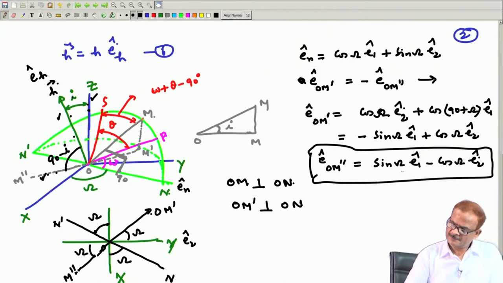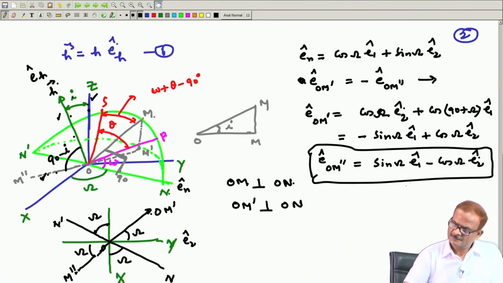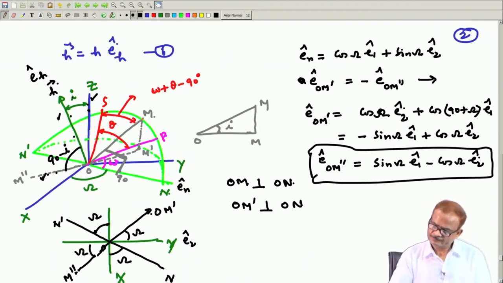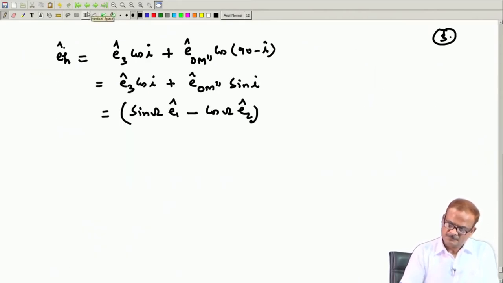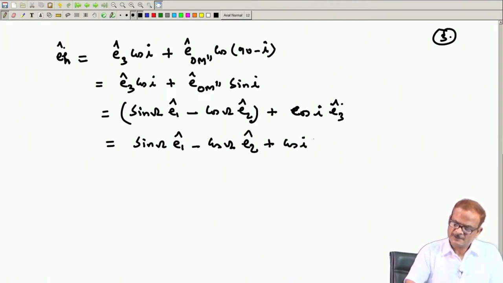Now, insert the value for the E O m double prime. So, E O m double prime is sin capital omega E 1 cap minus cos capital omega E 2 cap, multiplied by sin I, and plus cos I times E 3 cap. So, this is the situation here: sin I sin capital omega E 1 cap minus sin I cos capital omega E 2 cap plus cos I times E 3 cap.